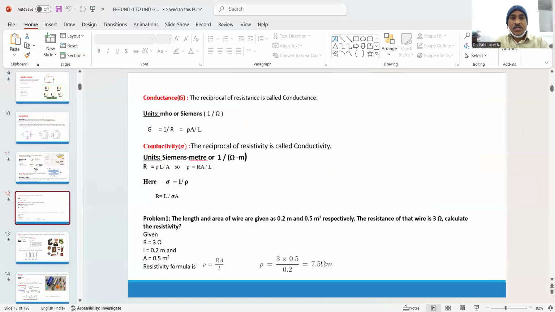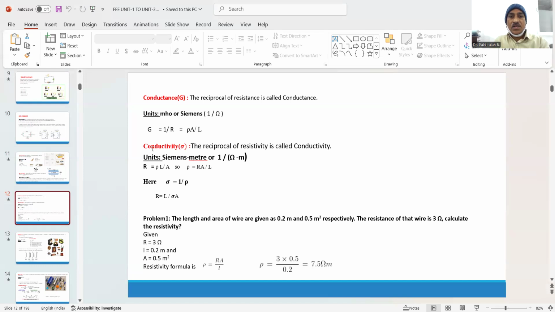Then conductance is represented with the letter G. The reciprocal of resistance is called conductance. So the unit of conductance becomes the reciprocal of ohm, which is mho or Siemens. So G equal to 1 by R, which becomes rho A by L.